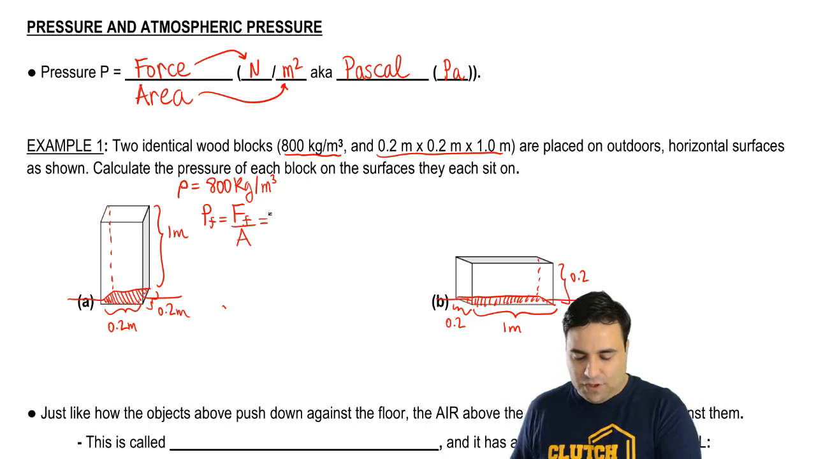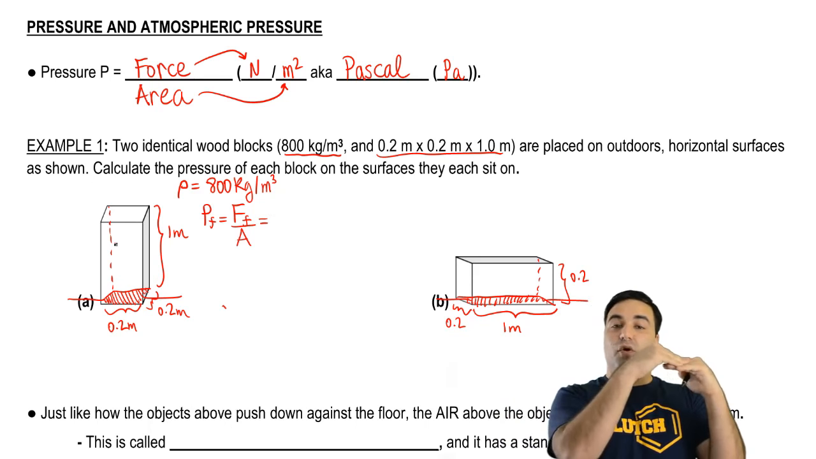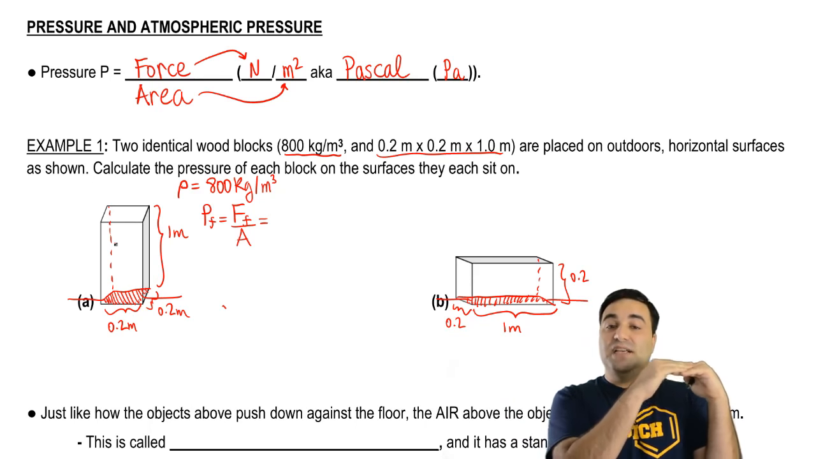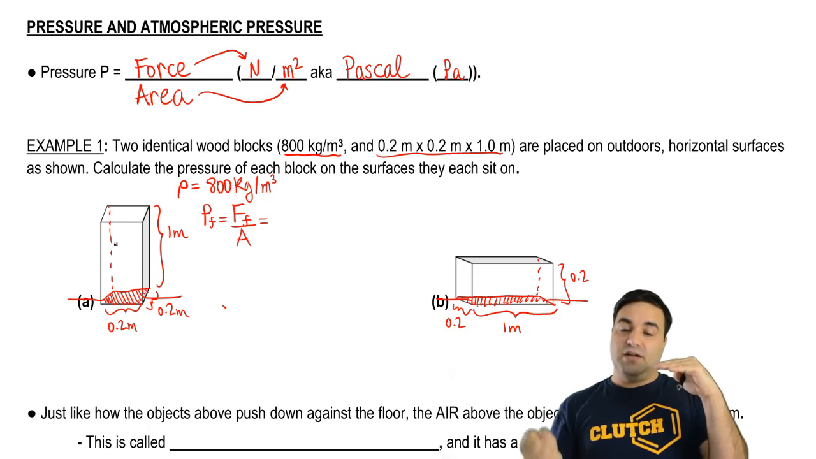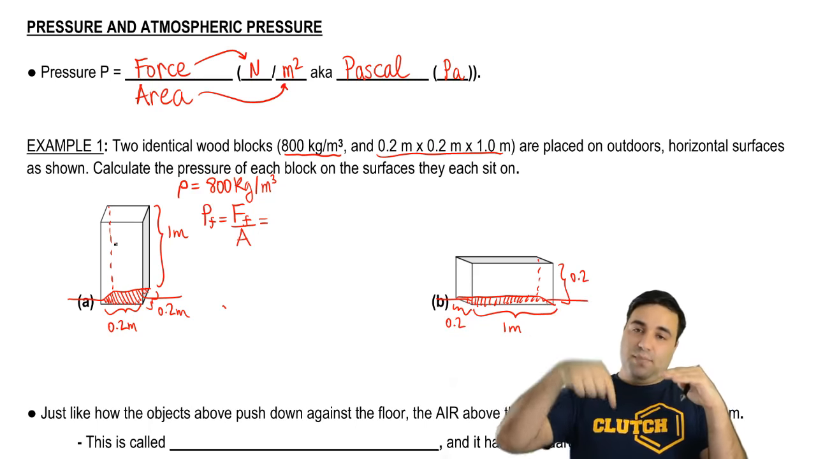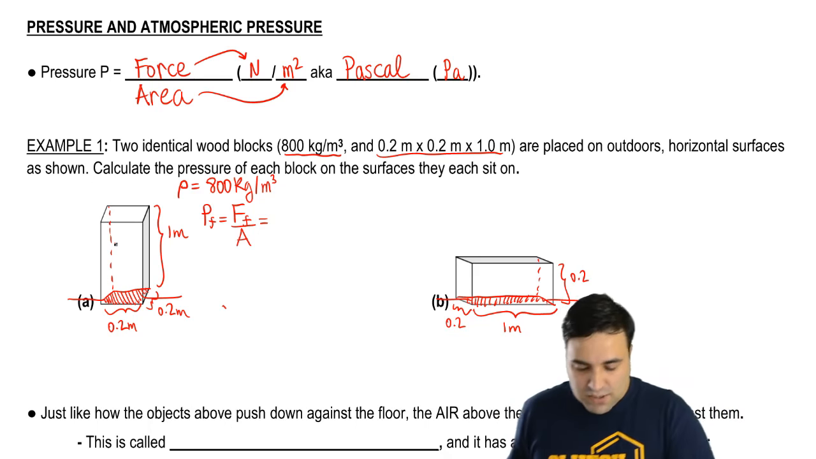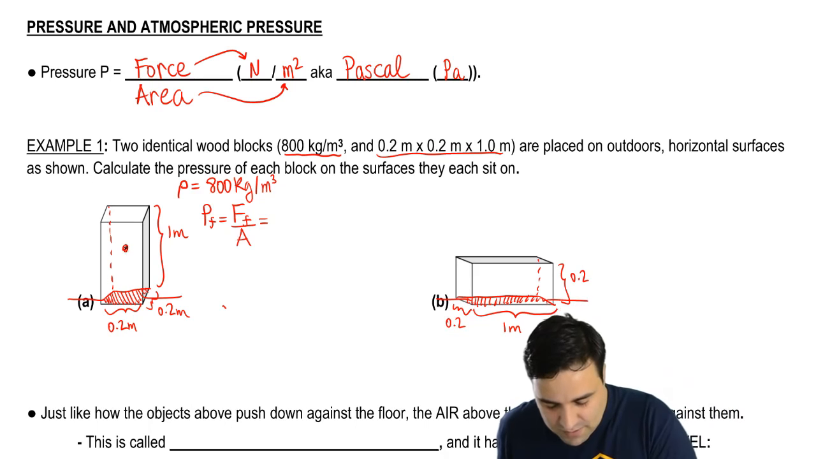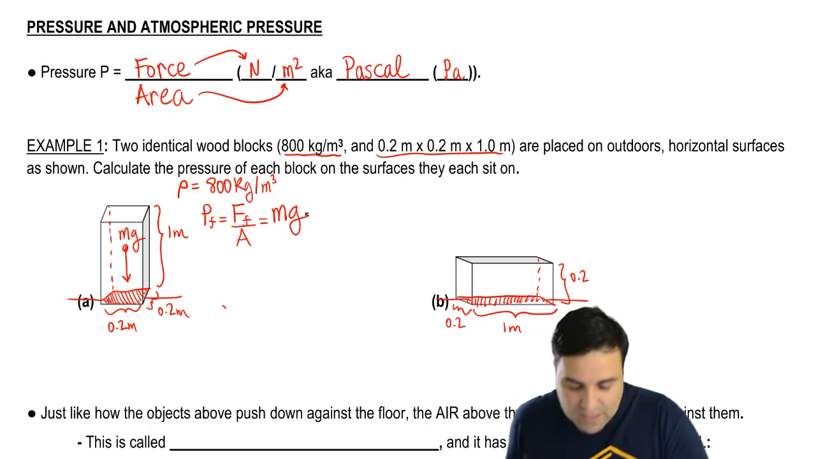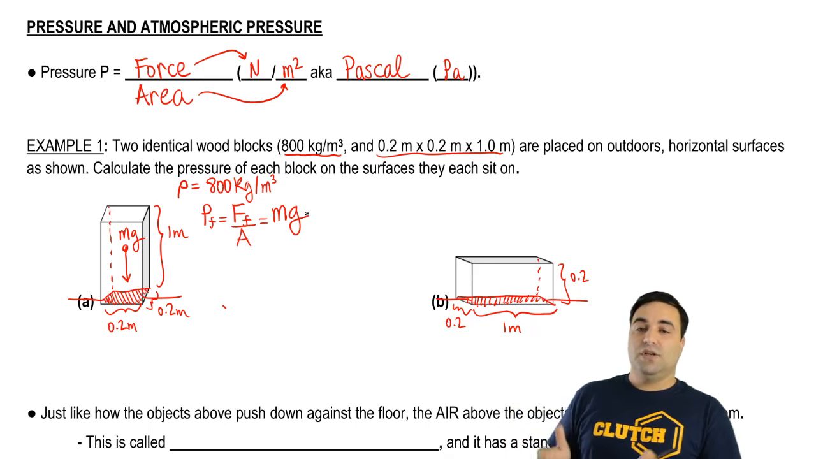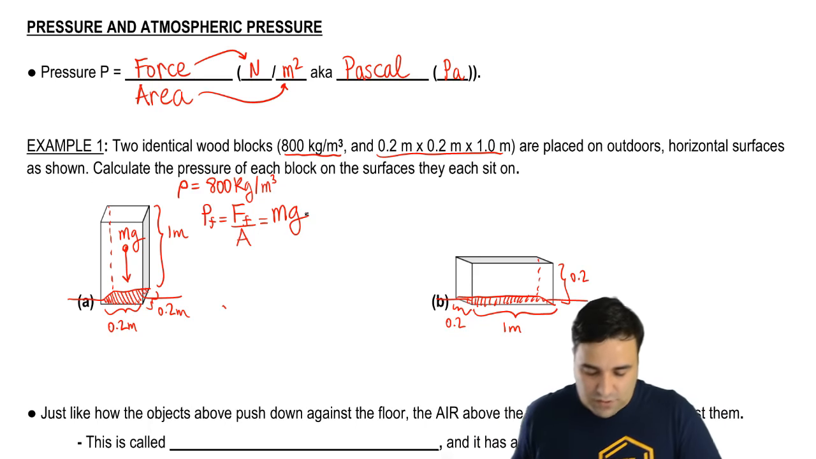Okay, so what is the force? This block pushes against the floor because it has weight, because of gravity, right? So gravity pulls the block down, the earth pulls down, the block pulls on the table or on the surface or on the floor. So the force that's causing the block to push against the surface is mg. So I'm just going to rename this to mg. And this happens a lot, by the way, that the force in a pressure problem is the weight force.